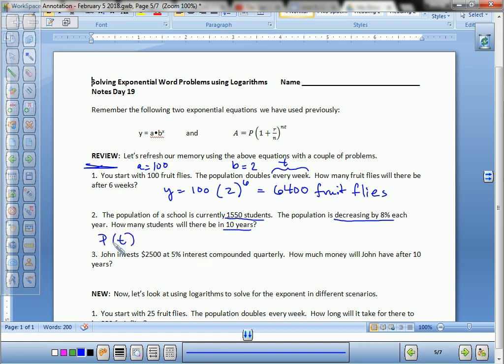I like to call it population with respect to time. So the initial population is 1,550 students. This population is decreasing, and 8% is pretty rapid. How many students will be left in 10 years? It was 8% each year for 10 years, so that is 10 time periods. So that's what we punch in, 1,550 times 0.92 to the 10.